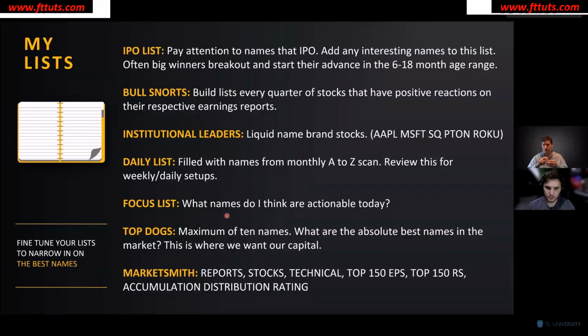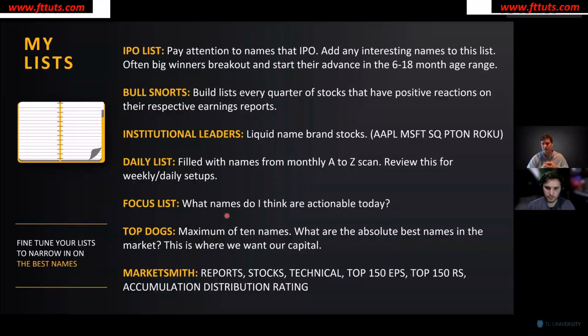They're liquid, they're quality names that I know institutions are looking at. I would say this list is anywhere from 60 to 100 stocks. And you do need to go in and clean it up maybe once a year. For example, if Roku misses earnings and trades down, I'm going to take it off the list. I just took Twilio off the list this past week. So that's a list that I value a lot.